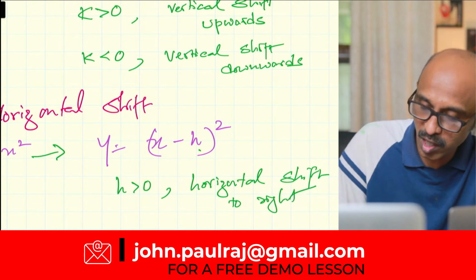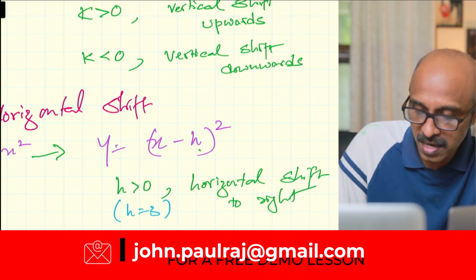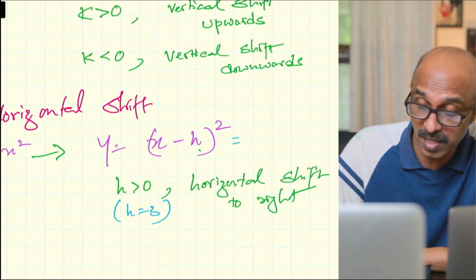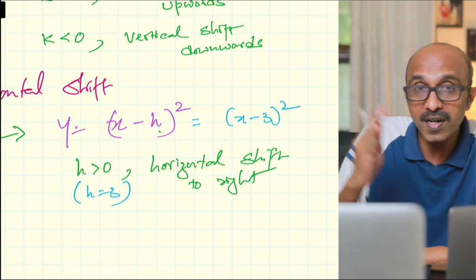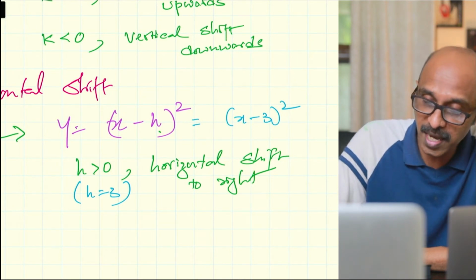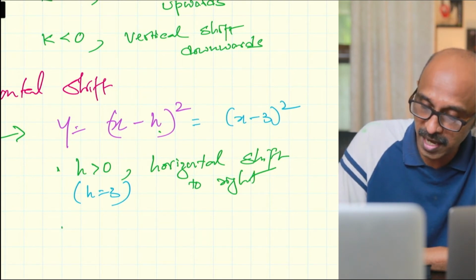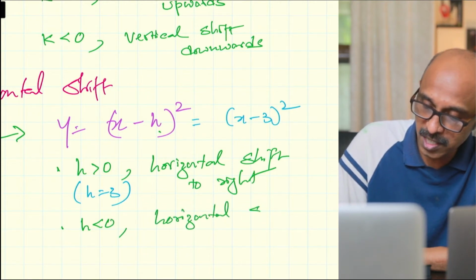If h is positive, a number like, let's say, h is 3, then this would be something like x minus 3 the whole square. That means it's going to the right by 3 units. In the same way, when h is negative, it's going to be a horizontal shift to the left.